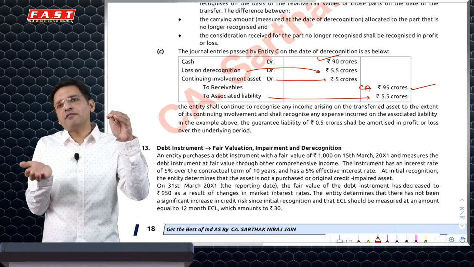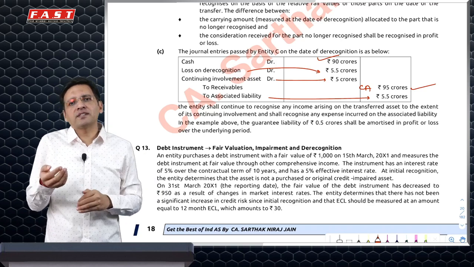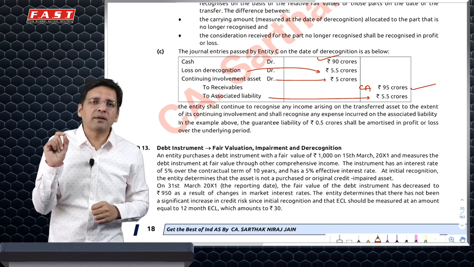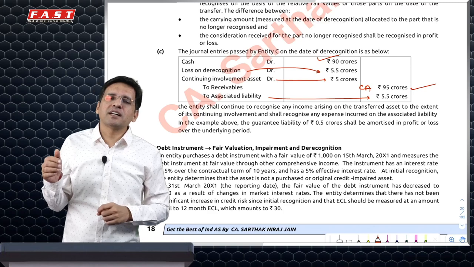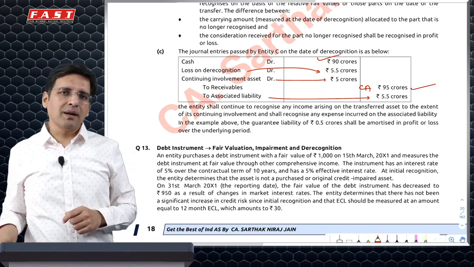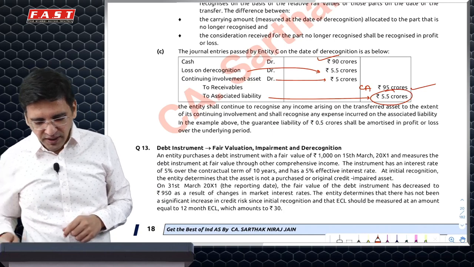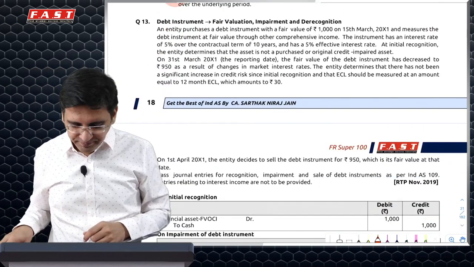So 5 and 5. But then financial guarantee is to be additionally recognized. So you will credit financial guarantee by 0.5 crores. The standard says that it will be added or clubbed in the associated liability itself. That's why the associated liability is 5.5 crores.